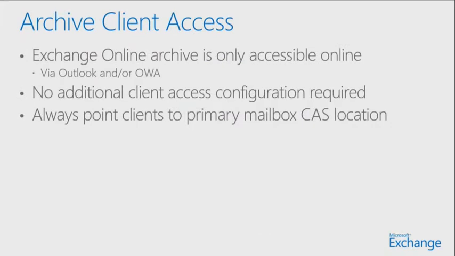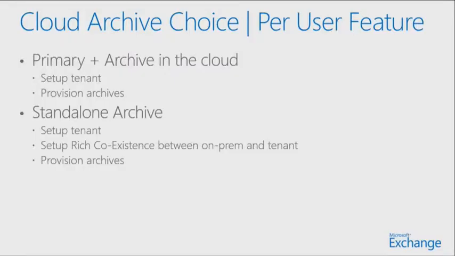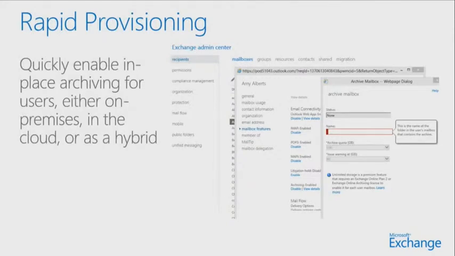All right, archive client access through Outlook or OWA. No additional client access configuration is required, and it always points clients to the primary mailbox location. It's a per user feature, so this is turned on and enabled per user. Primary and archive in the cloud: set up the tenant, provision archives. And standalone archive: set up tenant, set up rich coexistence between on-prem and tenant. That means you've got to have a hybrid configuration in order to do it, and then provision the archives. And we'll show you how to do that here in a minute.